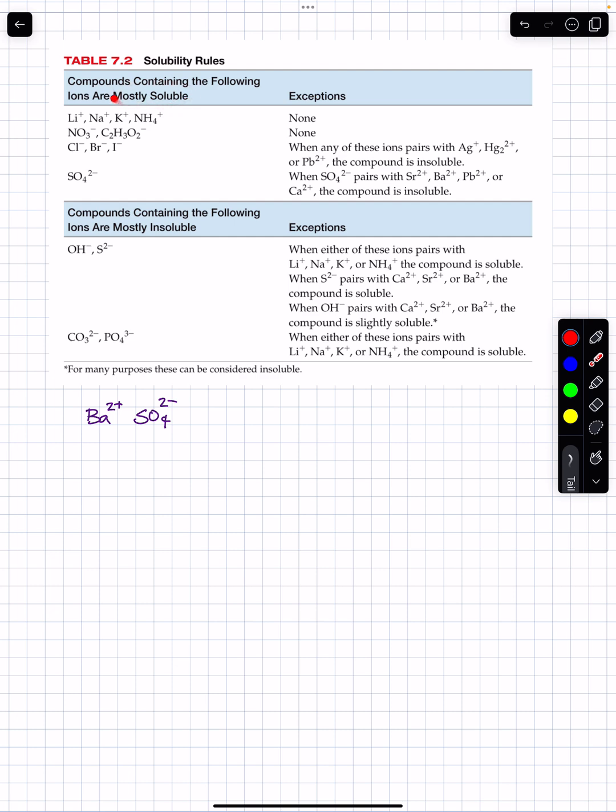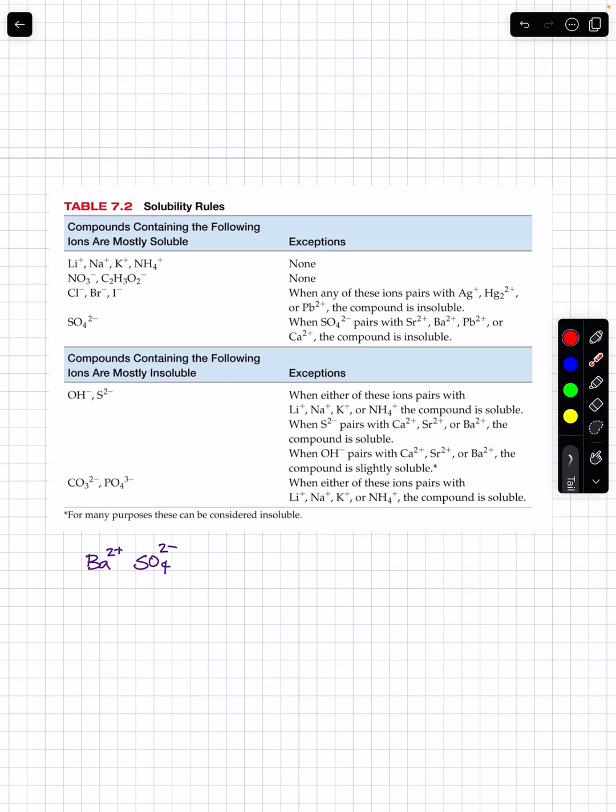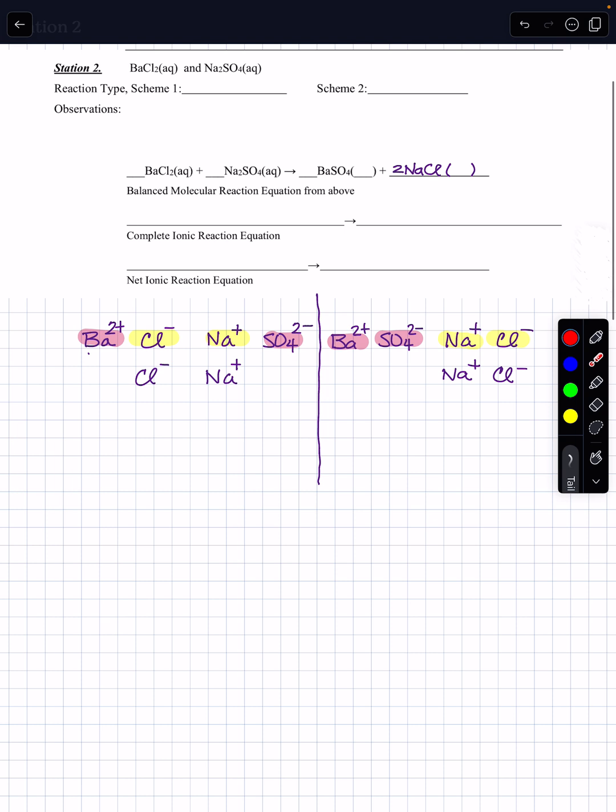These guys are mostly soluble, except, so sulfate compounds are usually soluble, except when the sulfate is with strontium, barium, lead, or calcium. Then the compound is insoluble. So here we've got barium and sulfate. And so that's going to tell us that this is not soluble. So we can go back up here and we'll put an S here because that is a solid. It's not going to be dissolved. It's not soluble.